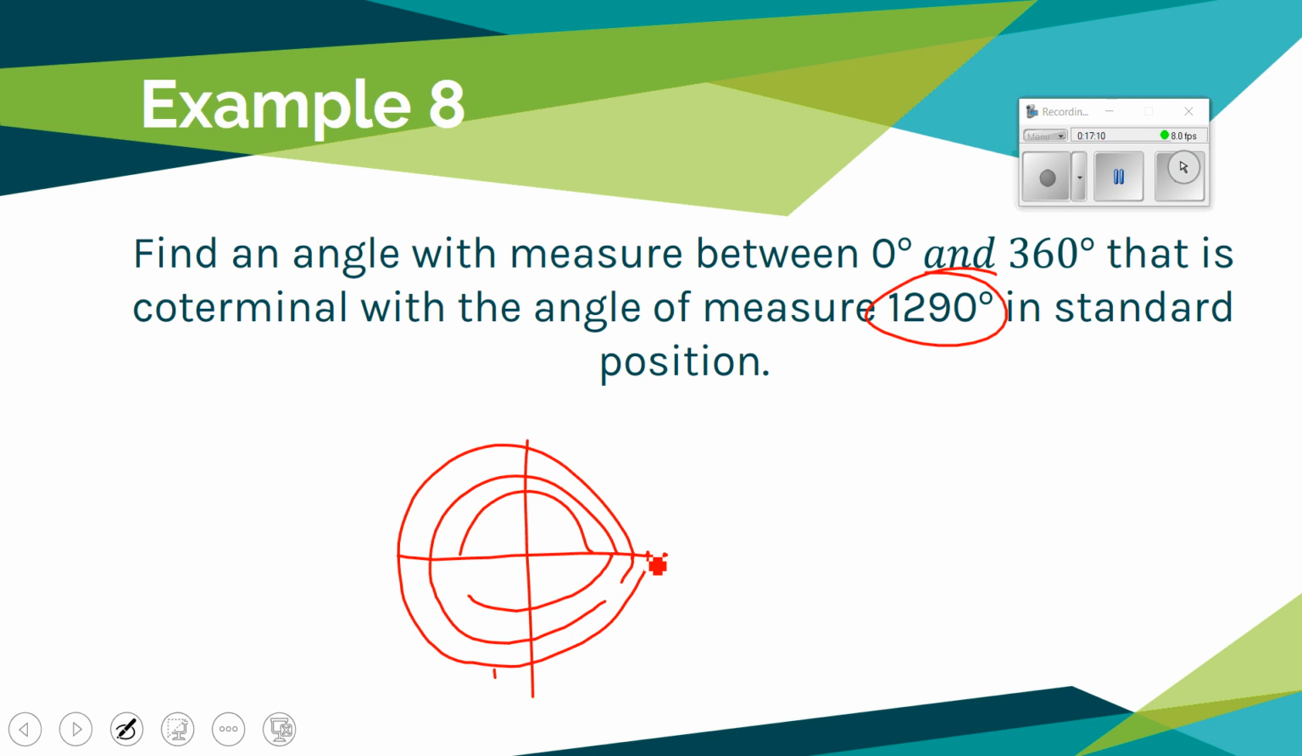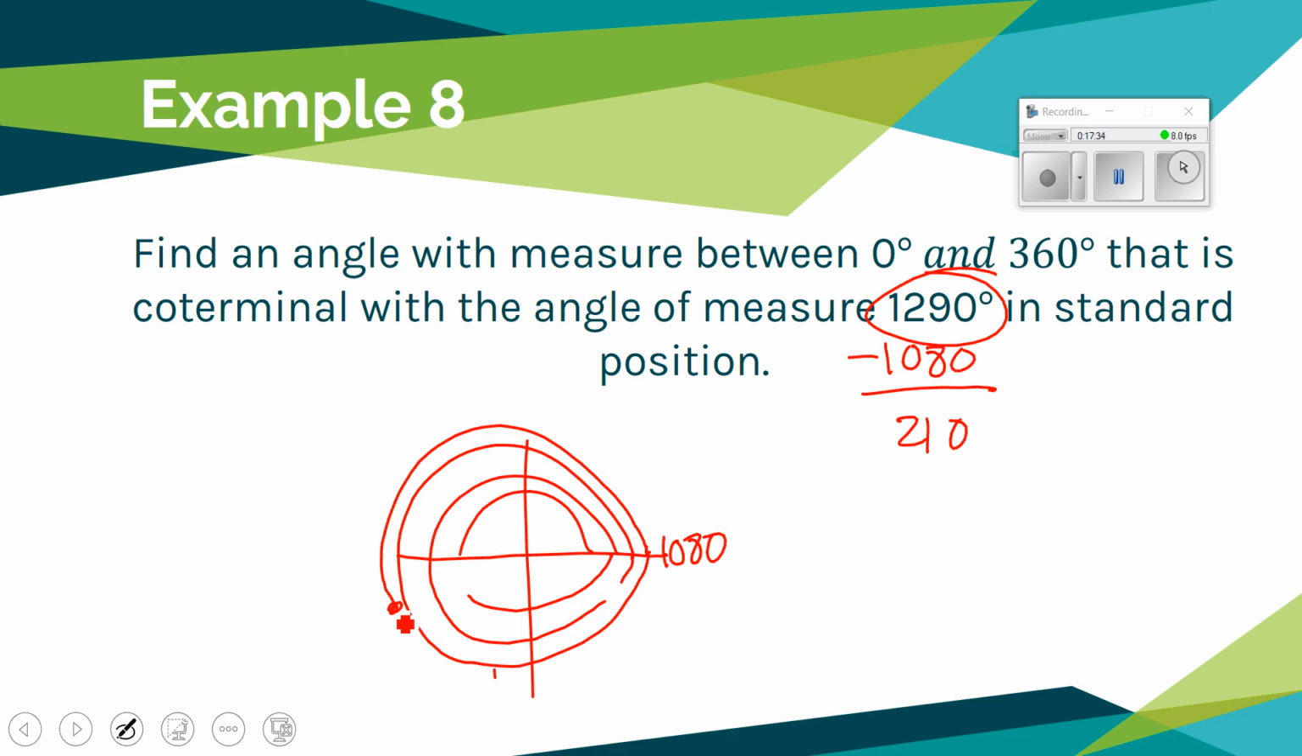So this is 1080. Is that what y'all said? So I know I can't go all the way around again. Does that make sense? So I'm going to take 1290 minus 1080, and that's going to give me 210. So I know I need to go another 210 degrees. And that's going to be your coterminal angle.